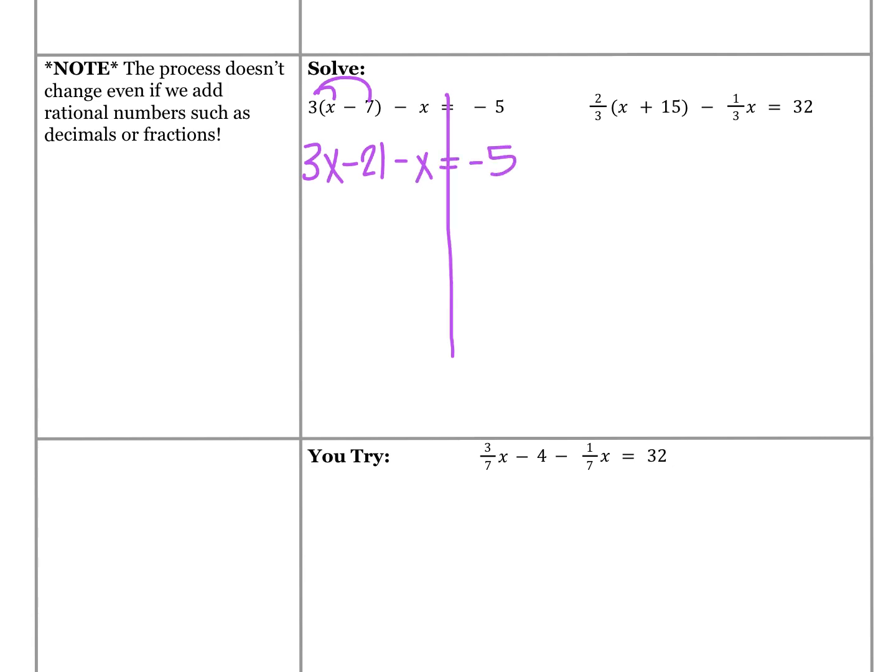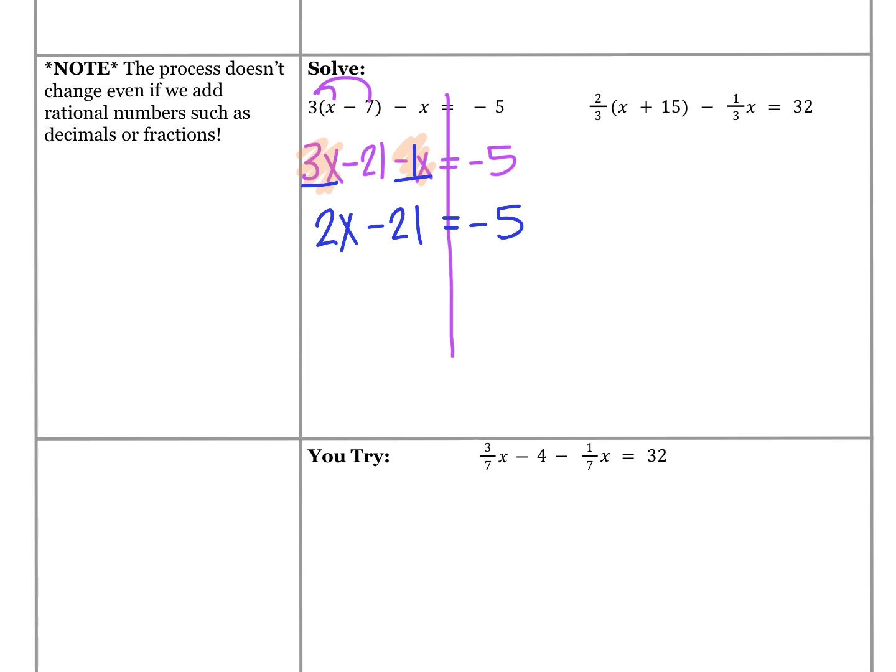Second step is to combine our like terms. This time we are combining our variables. We have a 3x here, and we have minus x here. We always like to sneak in a 1, just so students can see it is a value there. So we have 3x minus 1x, which leaves us with 2x minus 21 equals negative 5.